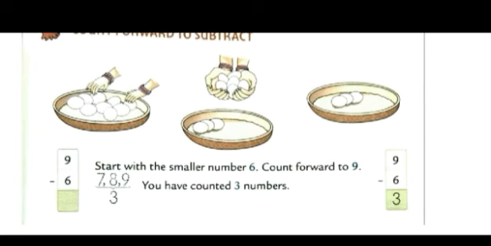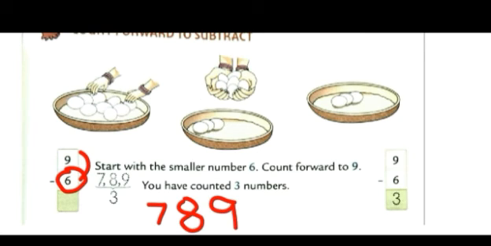Okay. So when we start from smaller number, that is 6, we have to reach 9. Let's start from 6. We have to count till we reach 9. Okay. After 6, 7, 8, 9. See, we reached 9. But to reach 9, how many steps did we count? 1, 2, 3. We counted 3 numbers, 3 steps. So that means 3 is the answer. This is the way how we count forward to subtract. Okay.